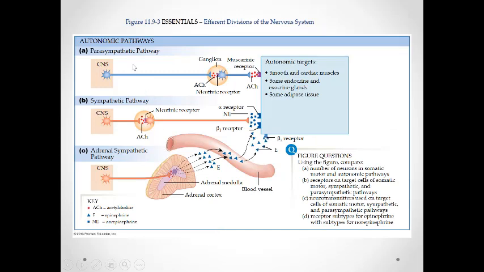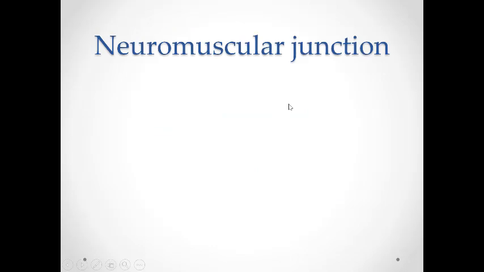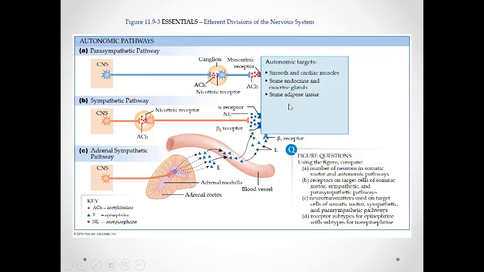So if I take a look at my autonomic pathways for the parasympathetic, I have central nervous system. It comes down. I have my acetylcholine in my ganglion, and I have the receptor with acetylcholine at the end, right? So this is going to target smooth and cardiac muscles, endocrine glands, and all of that. Sympathetic pathway, you're going to have acetylcholine up here, and the norepinephrine down here.